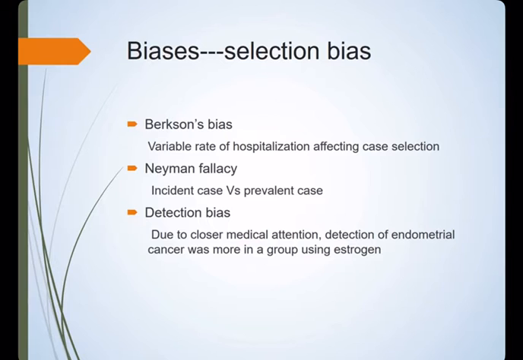The second one is Neyman's bias, which is also known as the prevalence and incidence bias. Neyman's bias is a type of selection bias in a case control study which is caused by the prevalent cases. If only prevalent cases are used, prognostic factors might be mistakenly inferred as the etiological factor.